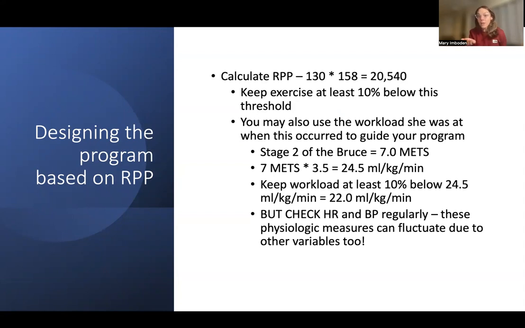So this is fairly easy to calculate and then look at the intensity of maybe the bike you're putting them on, or being very clear with instructions, like don't go above this level with the patients, is helpful. And then checking those measures regularly.